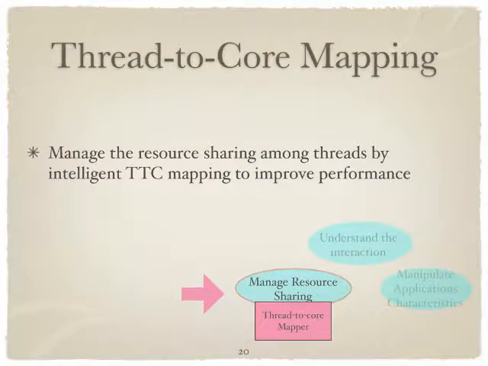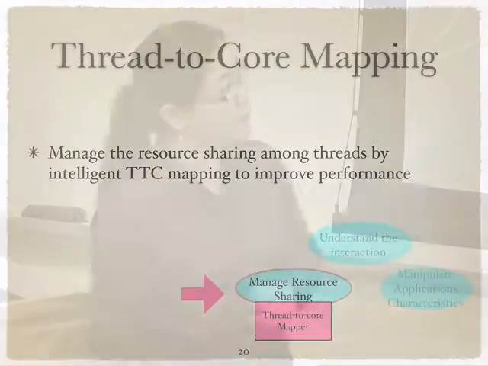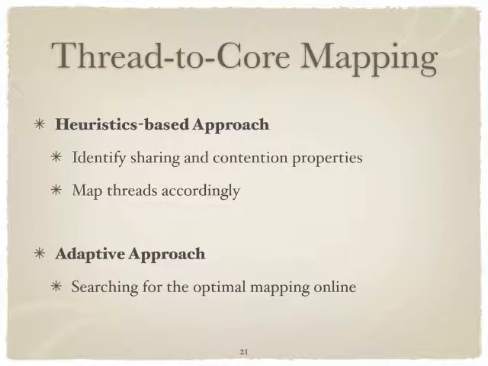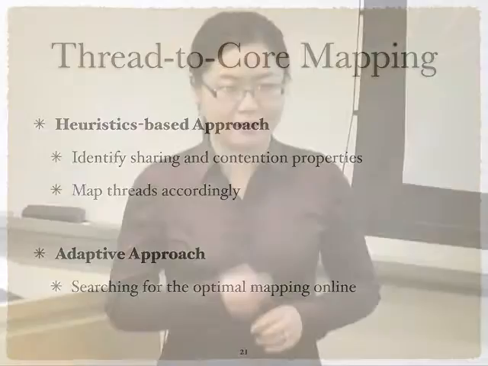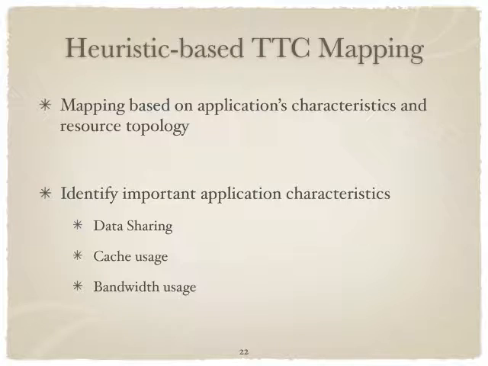So how do we achieve this optimal thread-to-core mapping for better performance? I'm going to talk really briefly about this section. We basically manage the resource sharing by doing intelligent thread-to-core mapping of those applications on this architecture to improve performance. There are 2 approaches that we present in the paper. One is a heuristic-based approach, and the other is an adaptive approach. In the heuristic-based approach, the key idea is to figure out the application's characteristics and map the threads according to the application's characteristics and the machine memory topology. So what kind of cache sharing this machine actually has, for example. And we identify 3 important application characteristics, including the amount of data sharing among threads in this application, and how much cache usage and bandwidth usage.